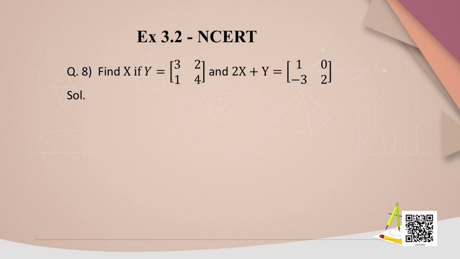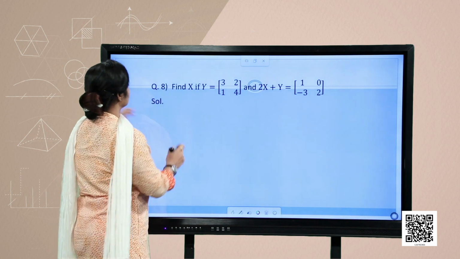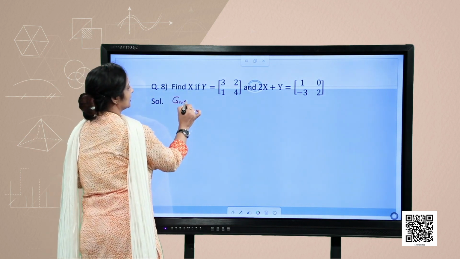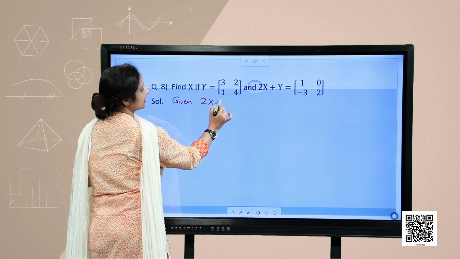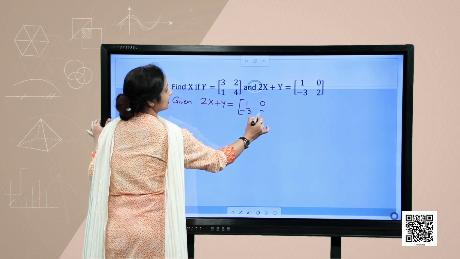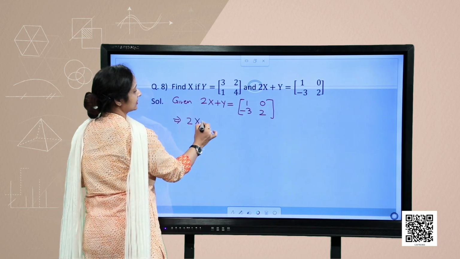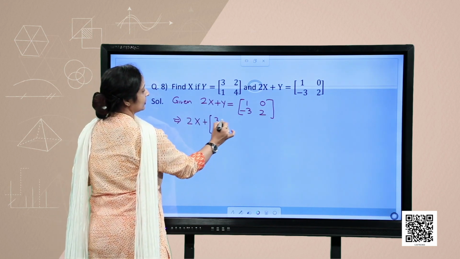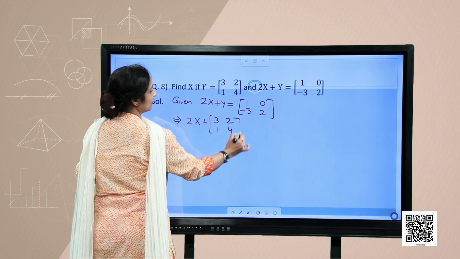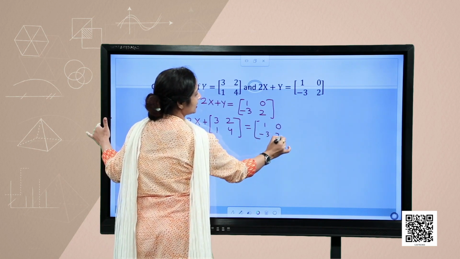So, that is next question of NCERT. I have to find matrix X and I am given Y as this matrix and one matrix equation 2X plus Y is equal to this matrix. So, let us start from the given quantity. You are given that 2X plus Y is equal to 1, 0, minus 3, 2. Insert value of matrix Y: 3, 2, 1, 4, that is equal to 1, 0, minus 3, 2.